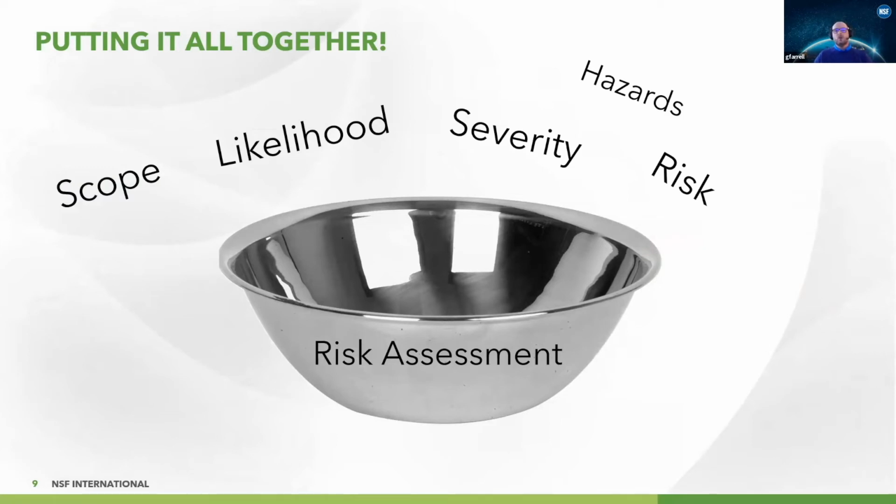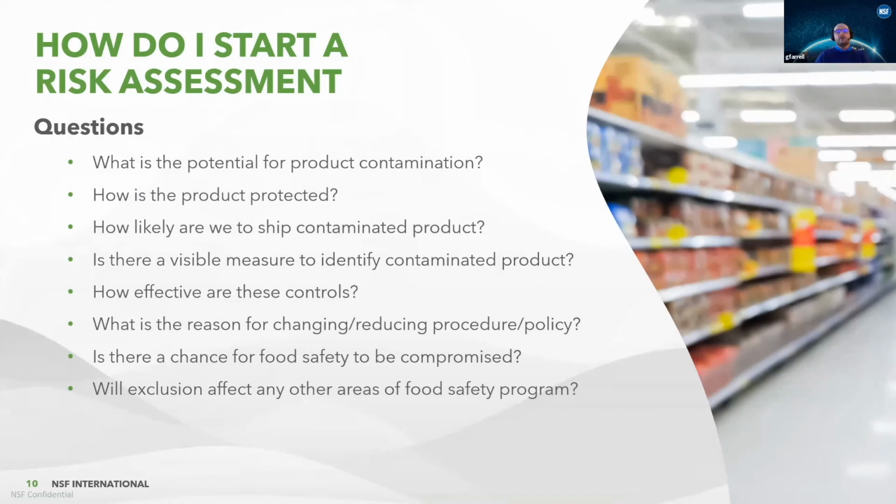So we've got the basics now. Where do we start? How do we start this? We start with the hazards and the risks. Some of the questions that you can ask, remember, we've got to have a scope statement. The scope statement has to be clear. We want the scope statement to identify this is what we're looking at. Once we have that, now we're going to look for hazards and risks.